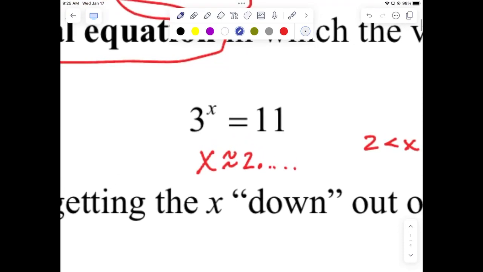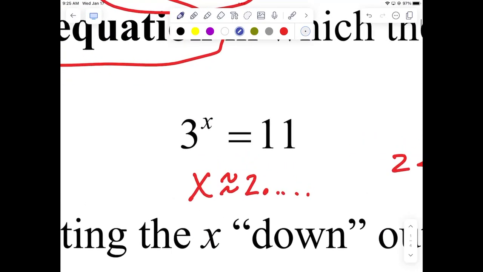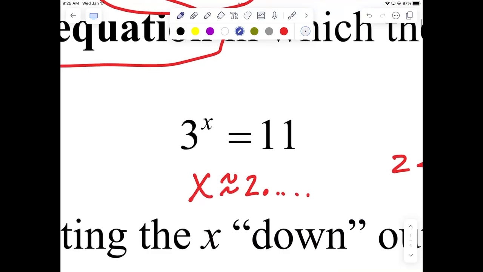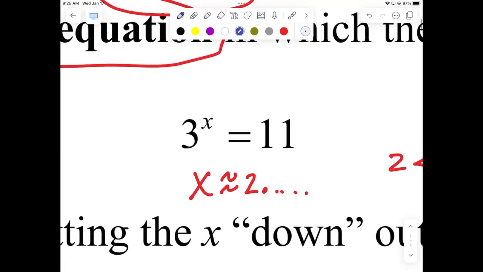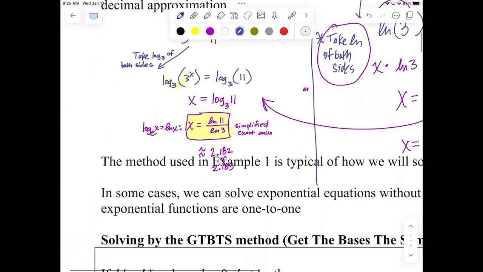Does the GTBTS method always work? No, remember the opening example here? Can we write 11 as a power of 3? We can't write 11 as a power of 3. So there has to be another way, and that's where the logs come in, right?